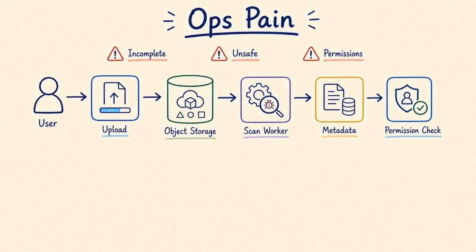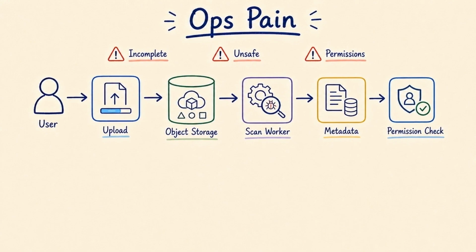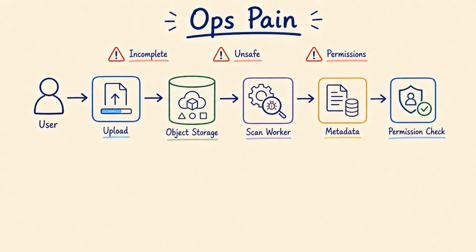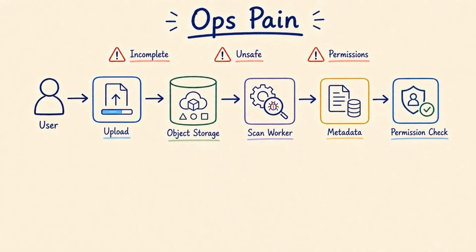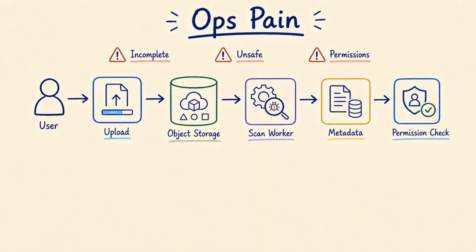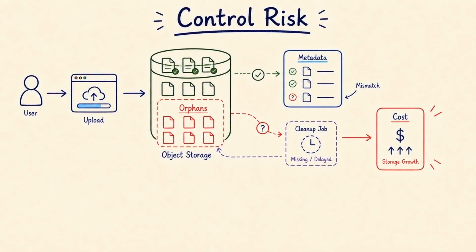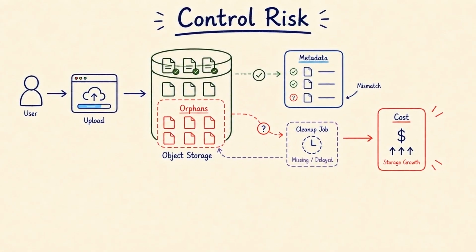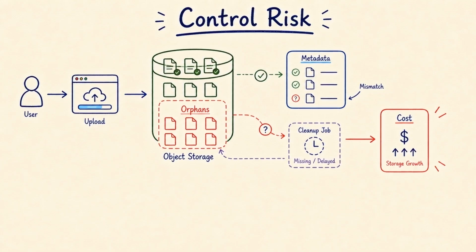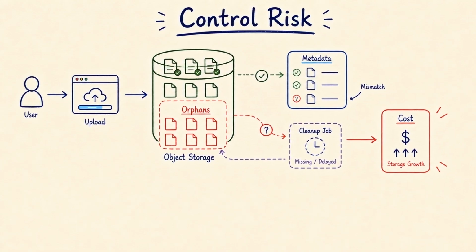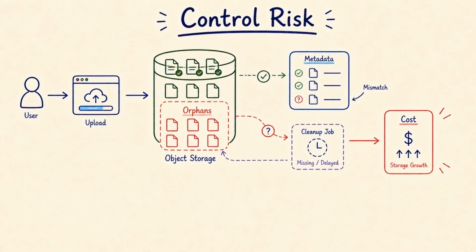Then operations gets involved. If the design cannot be observed, rolled out, and recovered safely, the system is already too expensive to own. In this topic, the pain looks like unsafe content, incomplete uploads, and permission mistakes that introduce security and correctness risk. And then comes the part junior diagrams almost always skip. Storage costs and orphaned files grow quietly unless lifecycle and cleanup jobs are part of the design. That is where production-grade thinking separates itself from feature demo thinking.